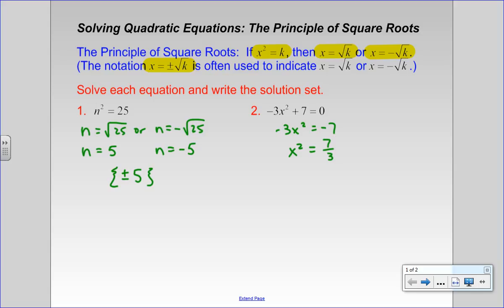Now, we can use the principle of square roots to state that if x squared equals 7 over 3, then x equals plus or minus the square root of that number. Let's write that number in simplest radical form. We can achieve this by multiplying the numerator and denominator by the square root of 3. So we have plus or minus the square root of 21 over 3. Those two numbers are the solutions of this quadratic equation.